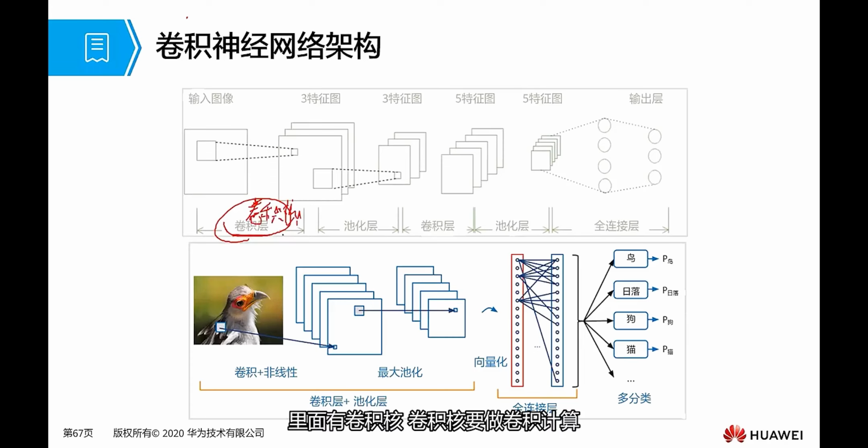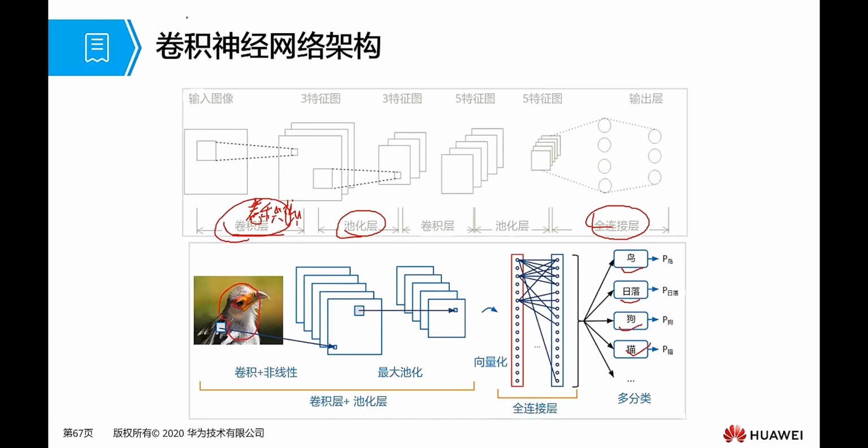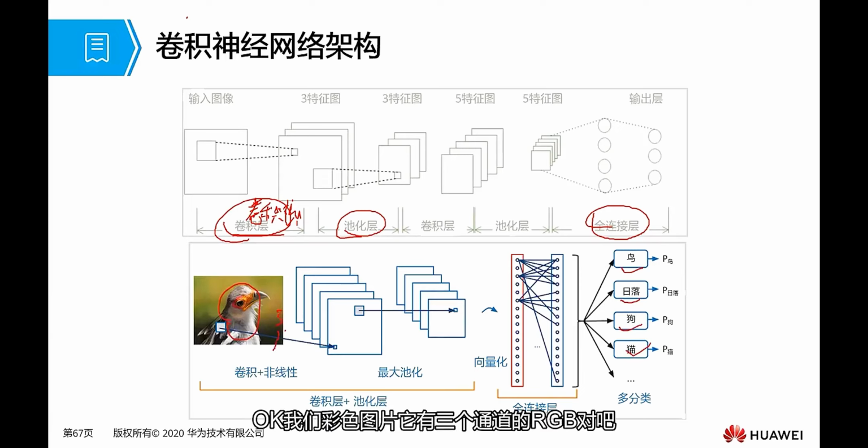Let's take a look at the general architecture of convolutional neural networks. First of all, it has the convolutional layer, which contains the convolutional kernel that performs convolution computation. Next, we have the pooling layer, which employs various pooling methods, and finally, we have the fully connected layer which outputs the probabilities for multi-class classification, determining the class to output. This is an example of bird image classification, where the image is a colorful bird picture, along with classes such as birds, sunsets, dogs and cats.